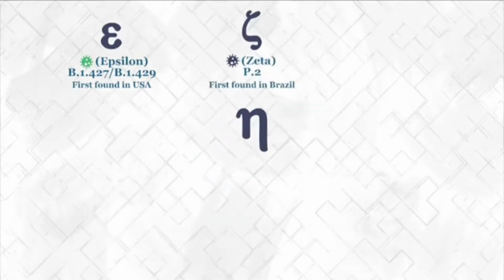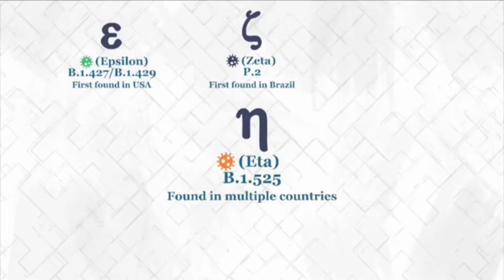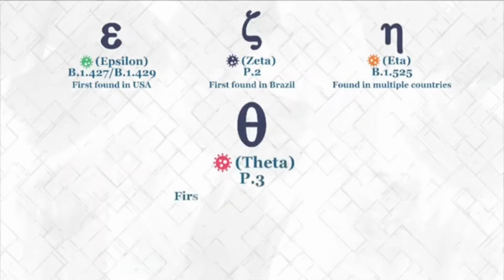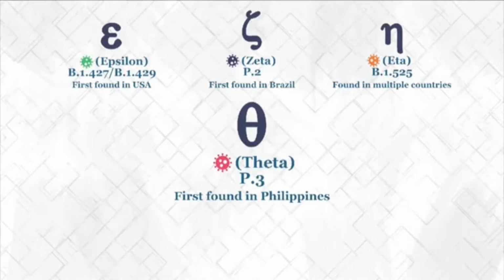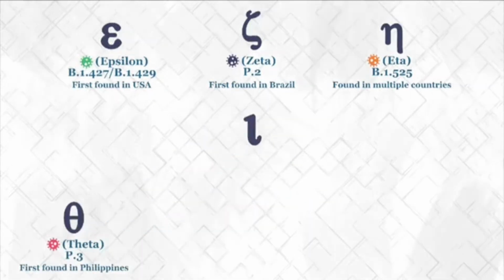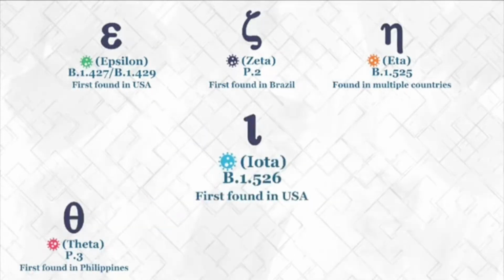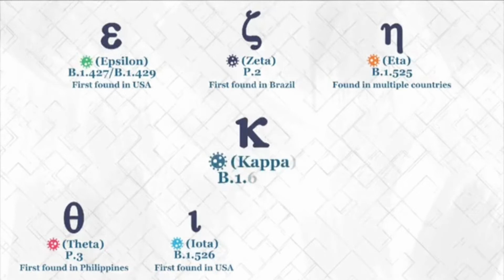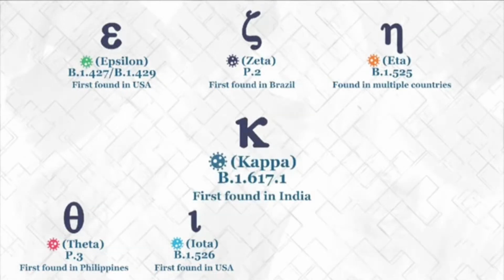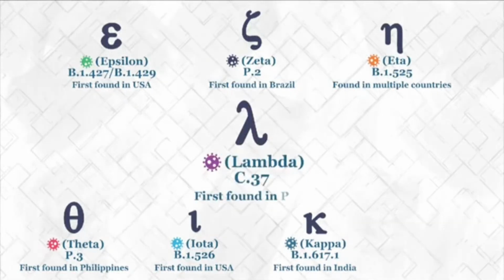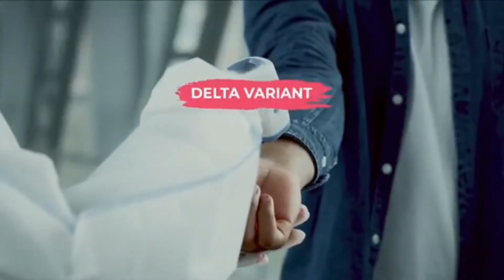We have the Eta variant or the B.1.525 variant, which has been recorded from multiple countries. We have the Theta variant or the P3 variant, which was the variant we detected from the Central Visayas in the Philippines originally. We have the Iota variant or the B.1.526 variant, which was also detected in the US. And we have the Kappa variant or the B.1.6171 variant, which was also detected in India. And finally, we have the Lambda variant or the C.37 variant, which was detected in Peru.